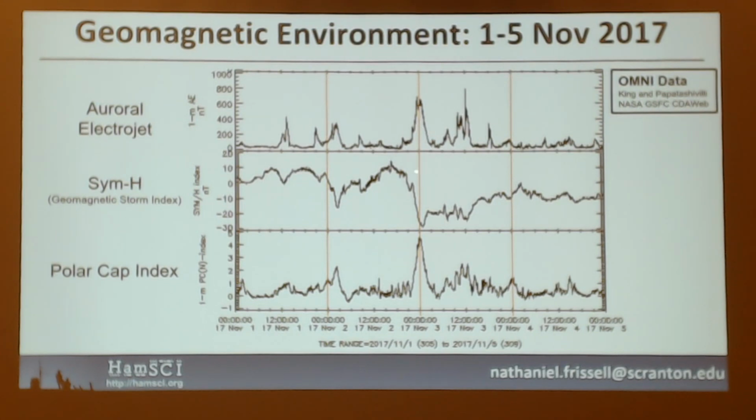Along with that, you have a small geomagnetic storm using what's called the SYM-H index. It only goes down to about minus 30 nanoteslas. Large storms can go down to, say, minus 600 or 800 nanoteslas. And then the polar cap index, this is a measure of how much the ionospheric plasma and the magnetic field lines in the polar cap region are moving or convecting. You can derive that from there. And so there's also a peak there. So right around November 3rd, there's quite a bit of activity.